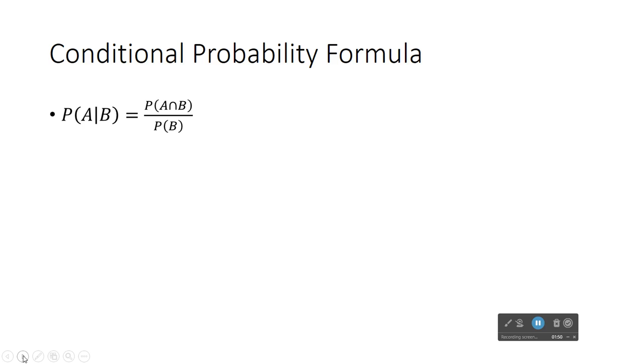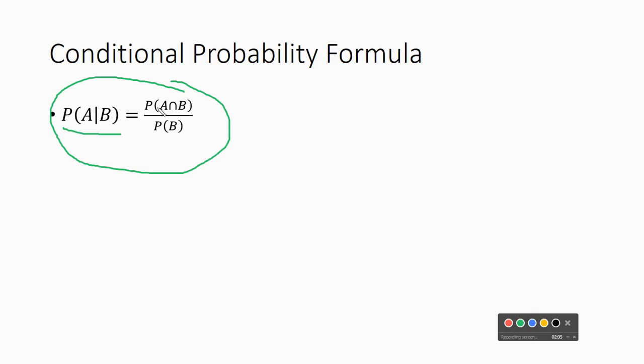Okay, and so we can then have a conditional probability formula. Right here, our conditional probability formula: the probability of A given B is the probability that both A and B occur divided by the probability of B.